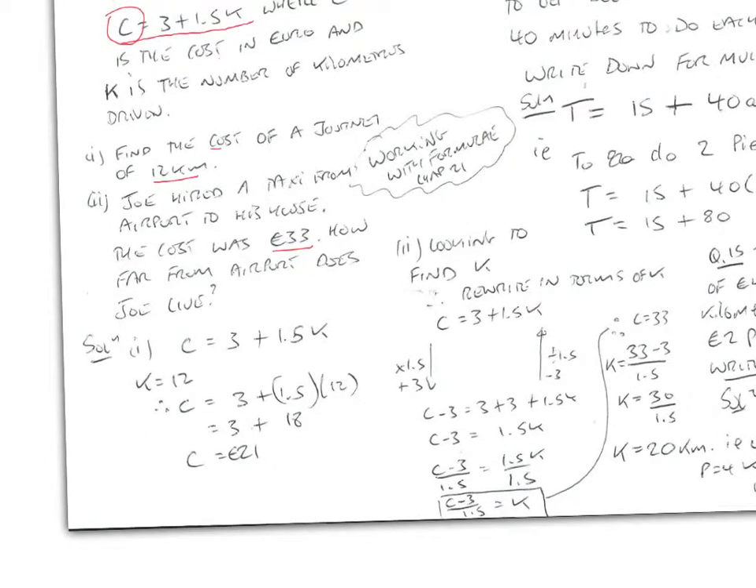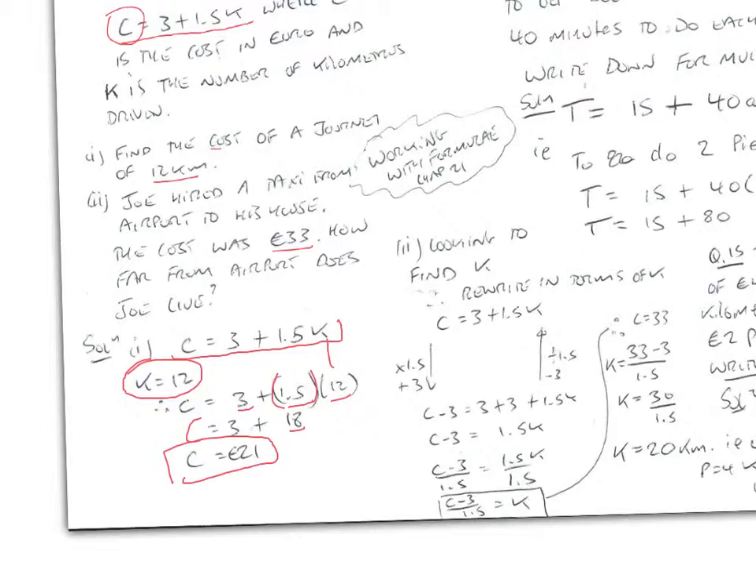So the first part then, find the cost of a journey of 12 kilometres. So we simply write out the formula. C equals 3 plus 1.5 times K. Remember, K, the distance, is 12. So C must be equal to 3 plus 1.5 times this value, 12. Just substituting it in there. So the cost is equal to 3 plus, and we multiply our 1.5 by 12, we get 18. So our cost is equal to 3 plus 18, which is €21.